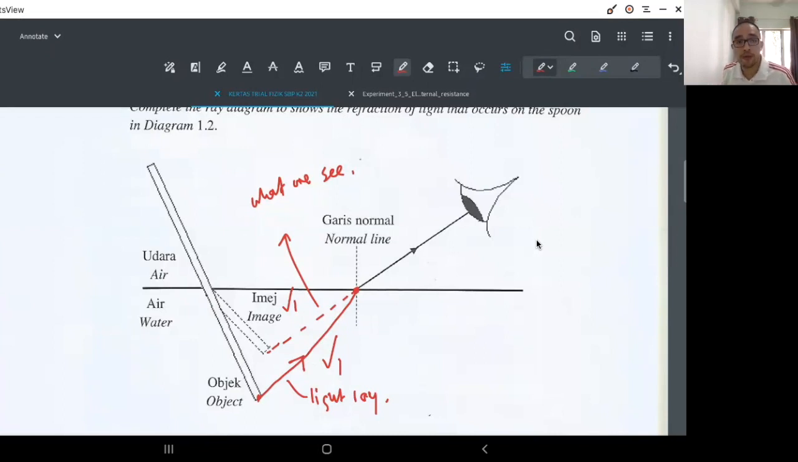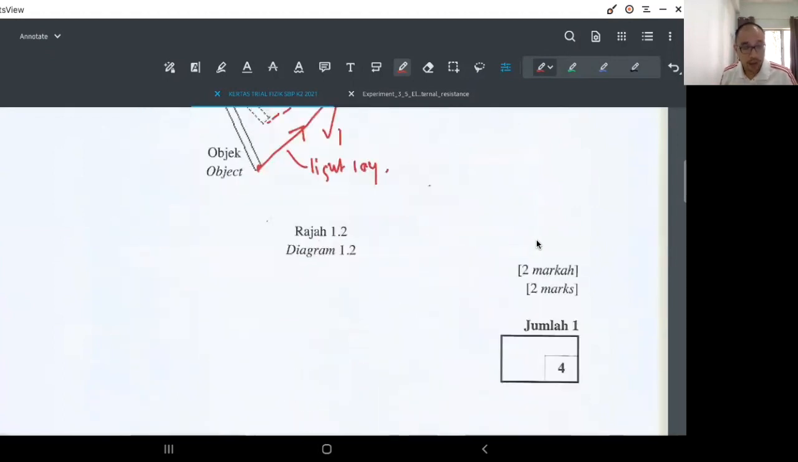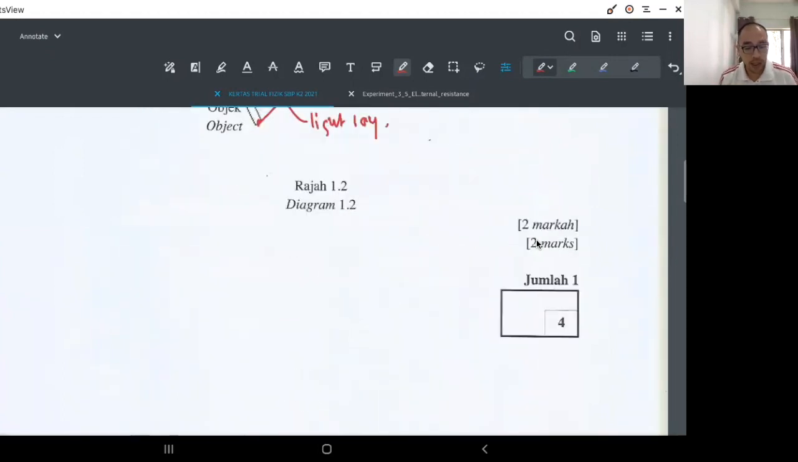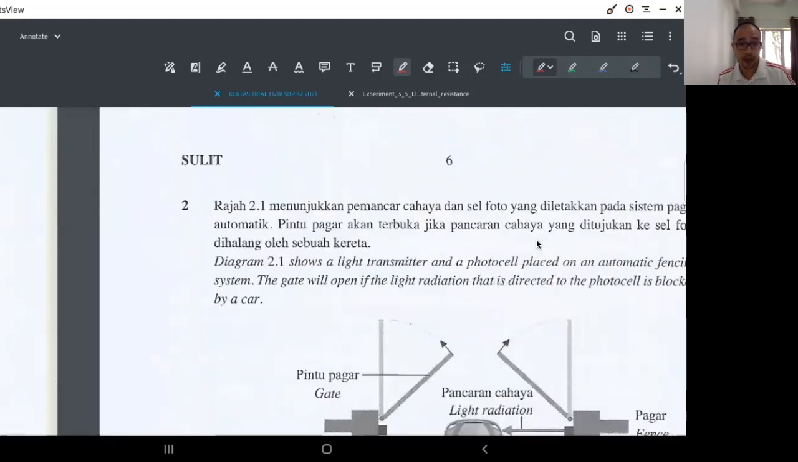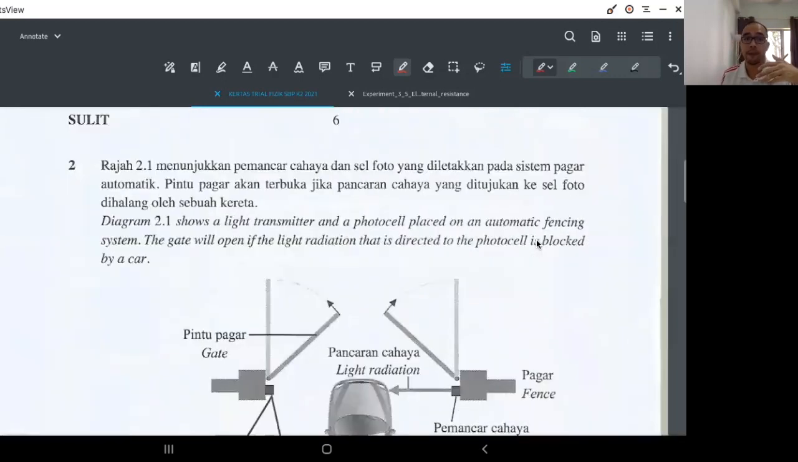So this will be 4 marks. Very easy 4 marks. Okay, question number 2. Diagram 2.1 shows a light transmitter and a photocell placed on an automatic fencing system. The gate will open if the light radiation that is directed to the photocell is blocked by the car. So if the light is blocked by the car and the gate will open, that's good. You don't want the gate to close when the photocell is being blocked.